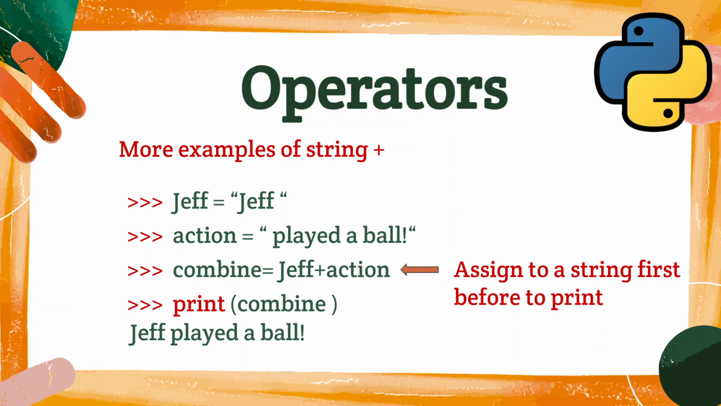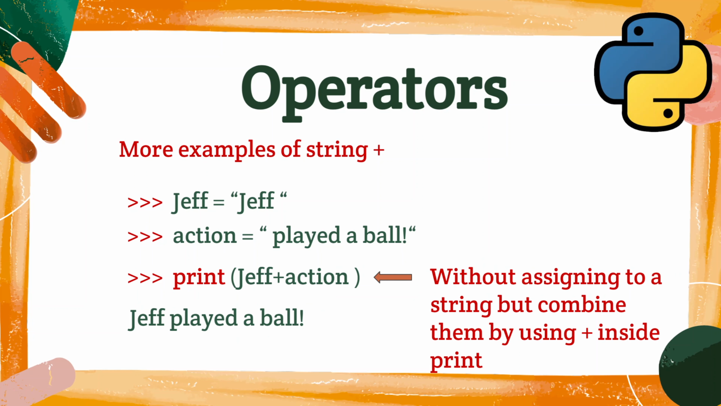If you want to print out the addition of two different strings, you have two ways to handle it. First, you can add them to a new string variable called combine and simply print out the combine variable. In the second way, you do not need to add them to a new string variable in order to print out. Instead, you just print out Jeff plus action. Either way, you will see Jeff played a ball printed out.